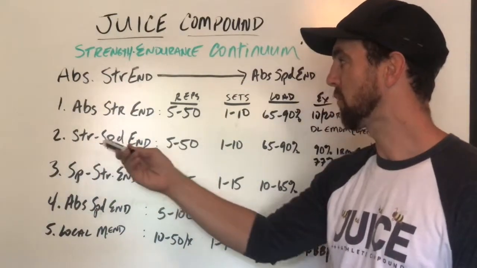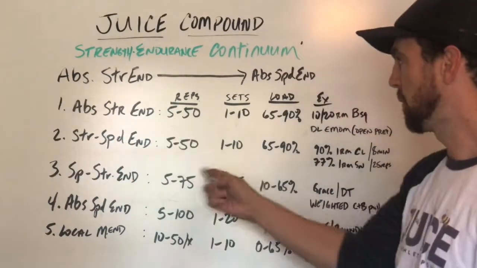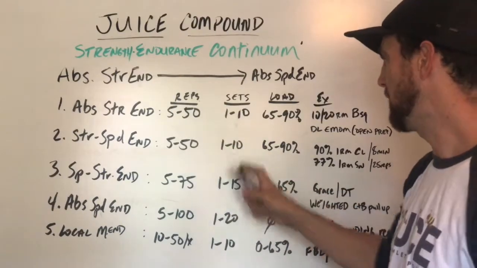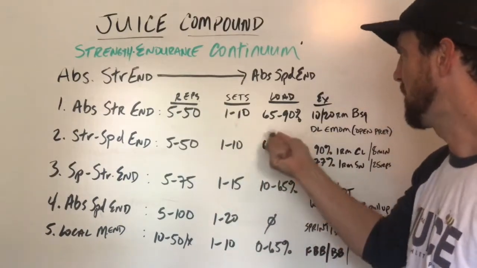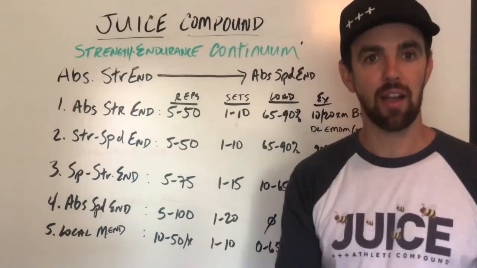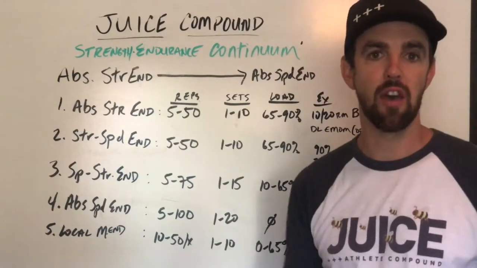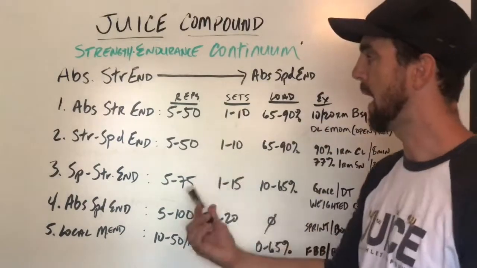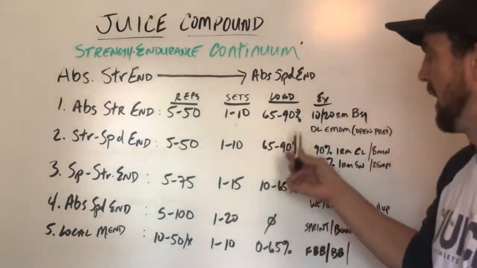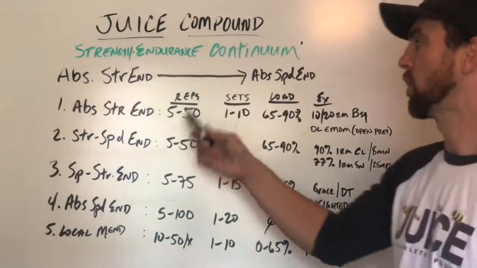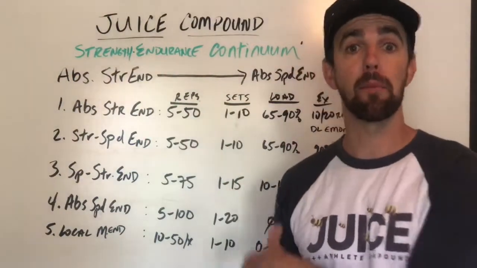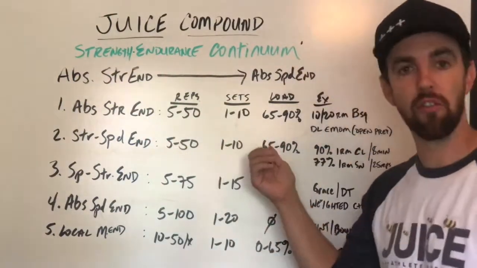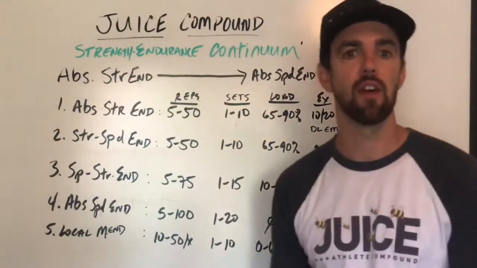Number 2 would be strength, speed, endurance. It's similar reps and sets here, 5 to 50, 1 to 10. The load's even the same. The difference is going to be in the exercise selection. These are going to be generally our heavier Olympic lifts, most likely our full lifts. They can be the power position lifts, of course, but relative to your overall max, going super heavy on power variations can be challenging for some people to get in that range, whereas the full lifts generally allow a heavier load to be done.